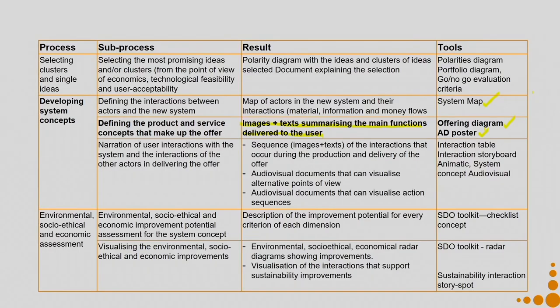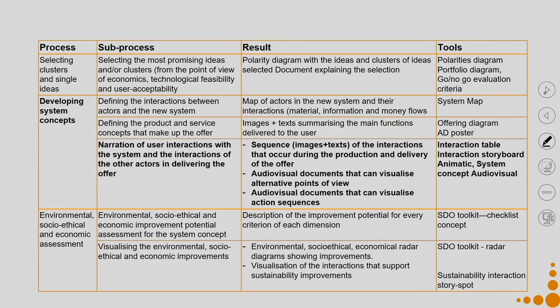Once we are done with this stage, we will move on to the narration of user interaction with the system and the interactions of other actors in delivering the offer. So how do I do it? The first result that I want is the sequence of the interactions that occur during the production and delivery of the offer.